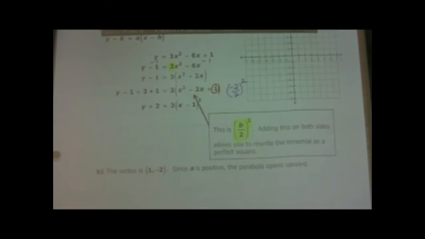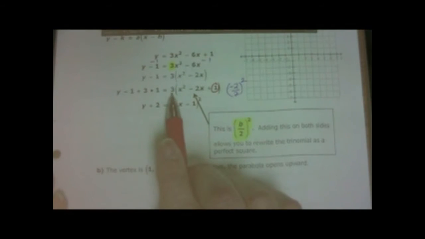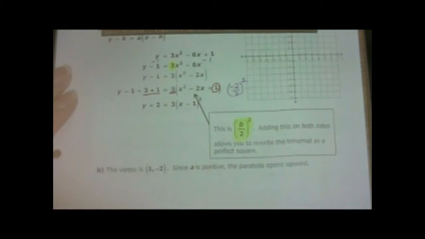Now here's the issue. I've got to add the same thing to the other side. Not a 1, but 3 times 1. All right? I have to remember, I'm not really adding 1 here. I'm actually adding 3 because it's 3 times 1. That's why you see 3 times 1 on the left.